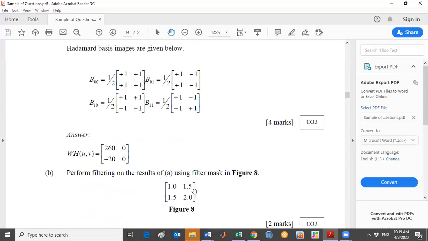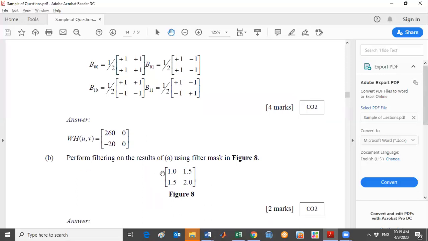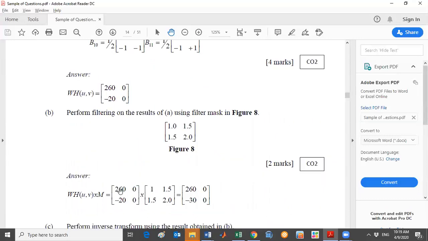Okay, next we can do some form of filtering here. So filtering, very simple. You just need to do a point-to-point multiplication with the filter mask, like this. So 260 multiply with 1, you get 260. So basically when you multiply with 1, you don't do any filter. It remains the same.